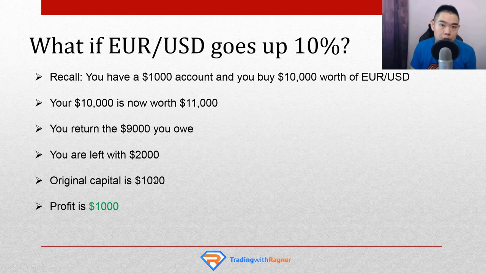So the key thing to point out is that leverage can amplify your gains and losses. Without leverage, this would have been a 10% loss to you. But because you used leverage, you lost 100% instead of 10%. Likewise, when the market went up 10% earlier, if you didn't use leverage, that would be a profit of 10% for you. But because you use a 1 to 10 leverage, it is amplified 10 times. You made a profit of 100%. So in this case, it's $1,000, but in percentage terms, it's 100%.